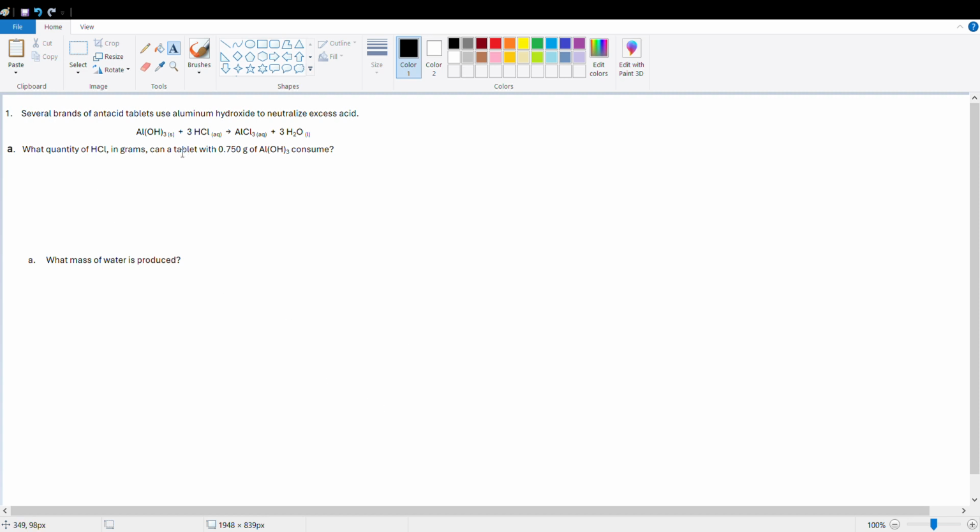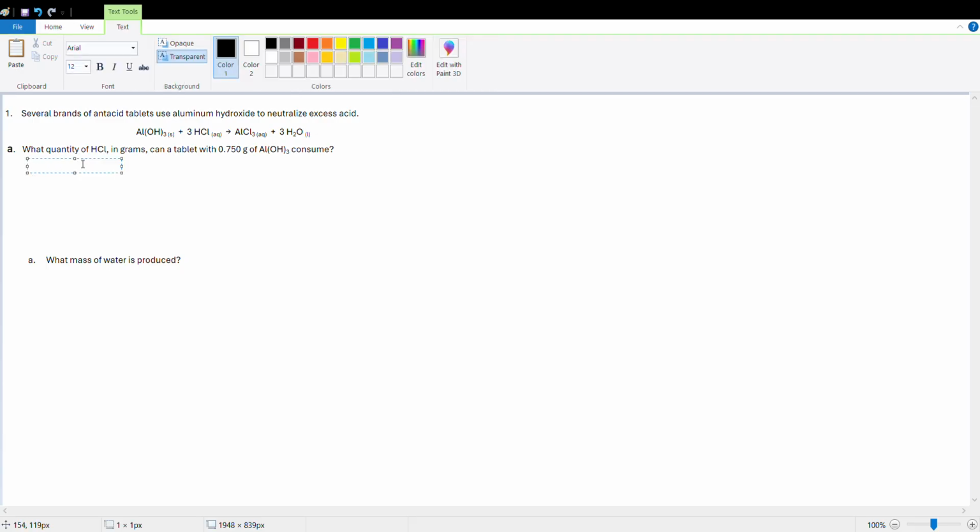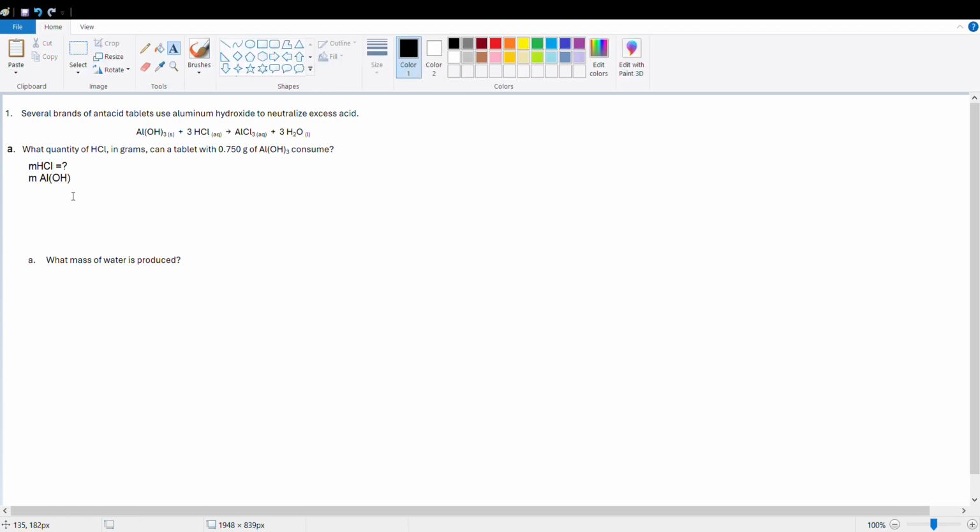Hi guys, we need to calculate question number 1a, which is further to the stoichiometric questions we are doing now. I am focusing on 1a, where you can see quantity of HCl in grams. It means they're very clearly asking for the mass of HCl. So I write as data: mass of HCl. Further up, they say a tablet with 0.750 gram of AlOH3. So they have given the mass of AlOH3, which is aluminium hydroxide.